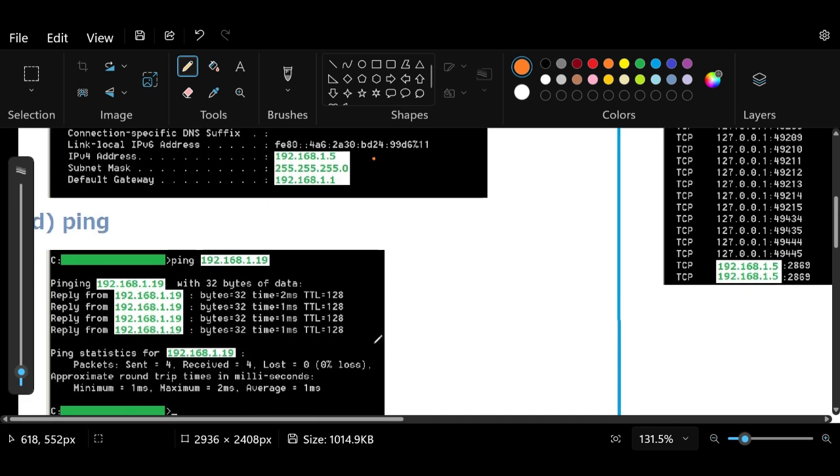Now, what about ping? If you enter ping and an IP address, maybe this one is the server's IP address, 192.168.1.19, then you get a response. If you can reach the server and you can ping it, then it'll tell you there's a reply. Otherwise, maybe what you'll get would be that the IP address is not reachable.